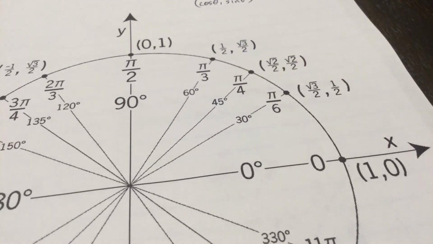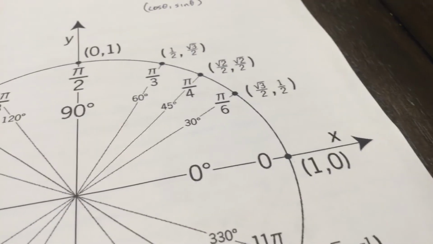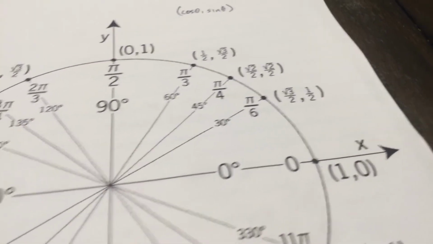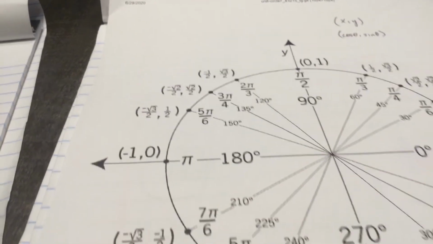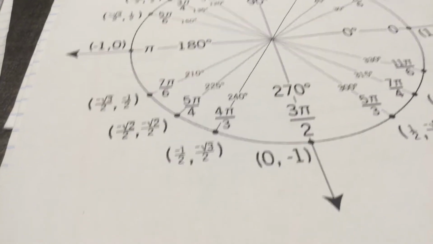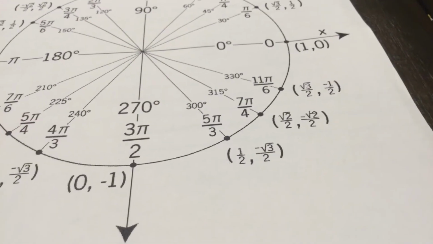Now, notice, you're going to see a lot of 0, 1, or negative 1. You're going to see a lot of 1/2s, root 3 over 2, root 2 over 2, or its opposite. Because the unit circle gives you these cardinal values, these special values here in different families. And we're going to talk about those families. Then it starts over again, all right?